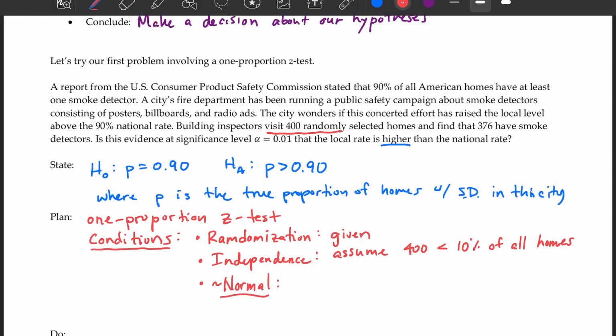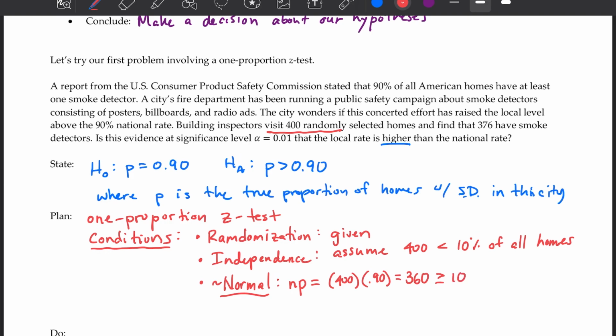Do we know that it's roughly normal? Well, when we're dealing with the proportion, the way that we check that, if you recall, is to check the number of successes and failures. So in p, which in this particular case is going to be 400 times, and then p right now is 0.9, which gets us 360, which is greater than 10. That was what we were hoping for. So 10 successes. And then on the other side, 10 failures. So 400 times 0.10, which is going to get us 40. That is also bigger than 10. So check.